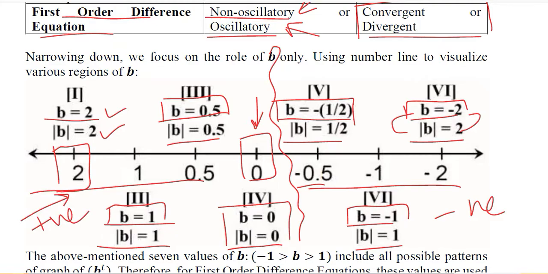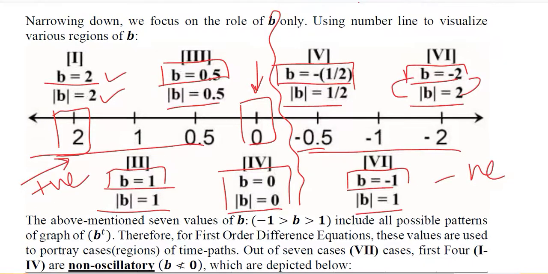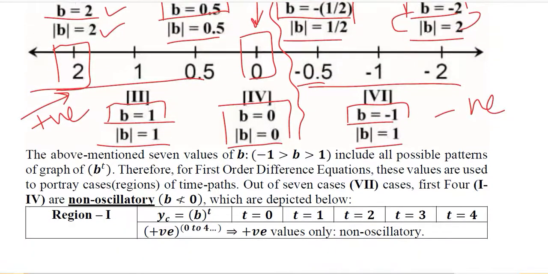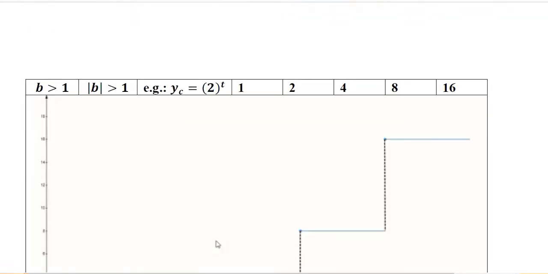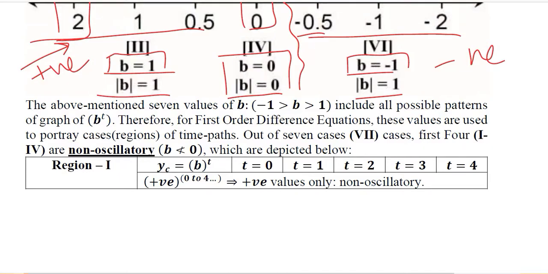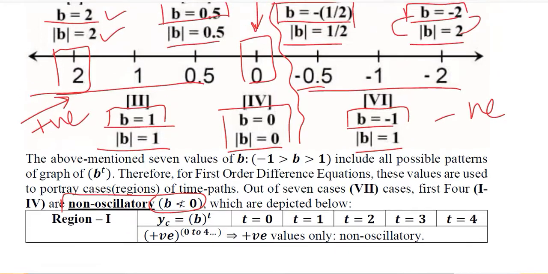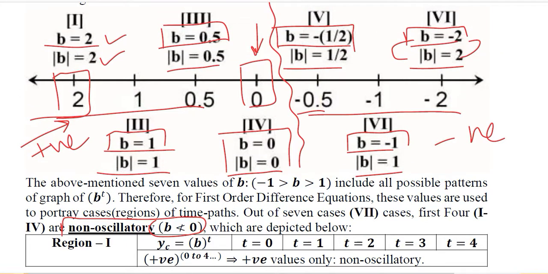And now after summing all those 7 cases, we will focus on those cases that are non-oscillatory in nature. And we just learned that those cases where the value of b is non-negative, they will be non-oscillatory. So we will drop the 3 cases that have negative value, that is the 5th case, the 6th case and the 7th case. These are the cases that we will not study in this video.